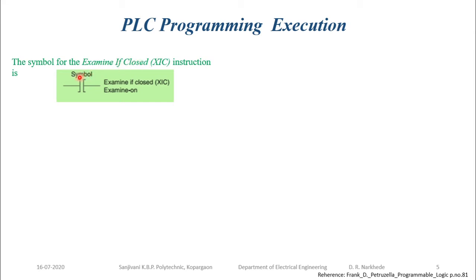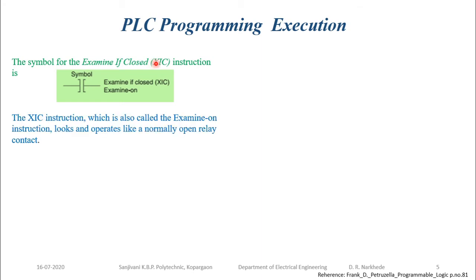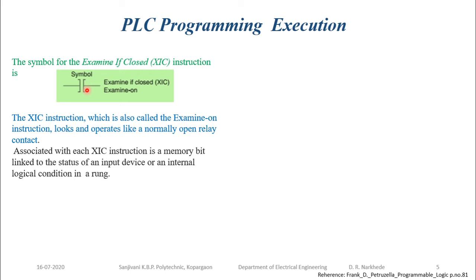During the PLC scan cycle, it is always checking the status of this same symbol, and when it is closed, only then is the memory table, the input image table, going to be updated. That's why it is called examine if closed. The XIC instruction, called examine on instruction, looks and operates like a normally open relay contact. If you see it, it looks similar to the normally open contact, NO contact. Associated with each XIC instruction is a memory bit linked to the status of input devices or the internal logic condition of the rung.